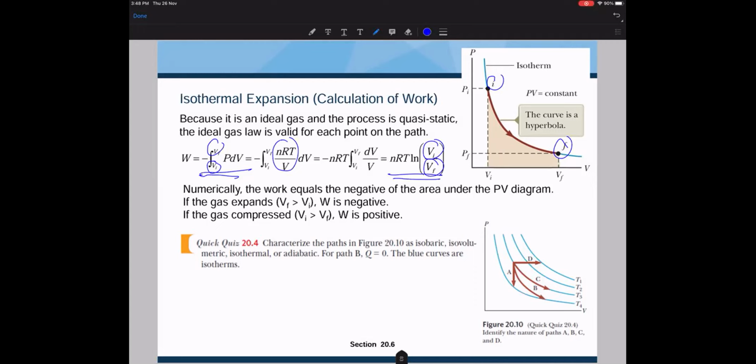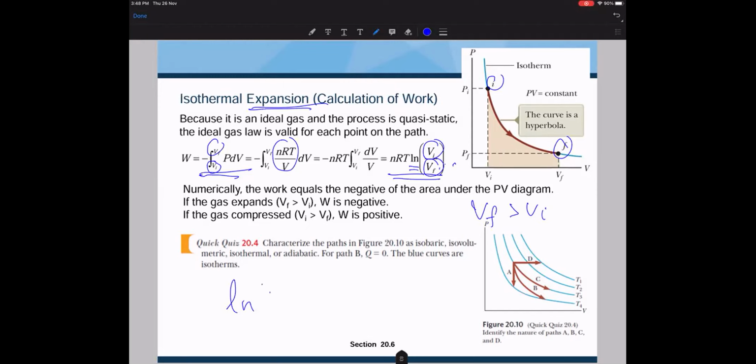Once again, if you have an expansion, VF should be larger than VI. So VI over VF should be smaller than 1. Natural log of VI over VF should be negative. Now, this function, natural log x, if you use your calculator, it is such a button.